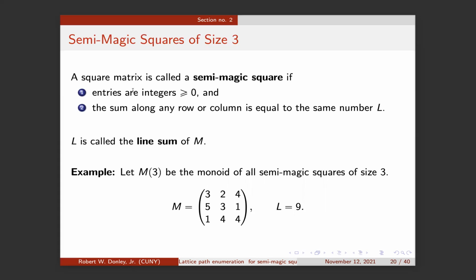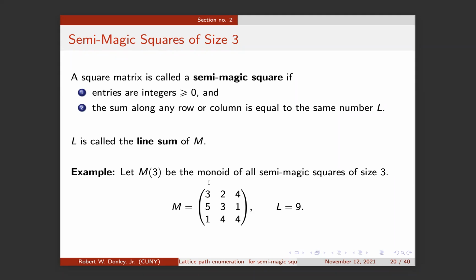I'll call a square matrix a semi-magic square if it has non-negative integer entries. And if we take sums along any row or column, we get the same number, which we call the line sum. Note here, these are not traditional magic squares, so we're not restricted to, say, in this case, 1 through 9. We could reuse numbers just as long as we get things adding up in the same rows and columns. And we're not concerned with what's happening on the diagonals either.